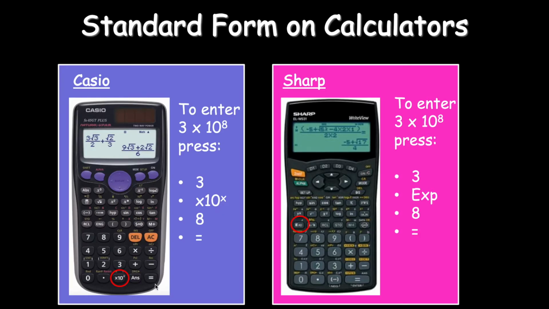If it was on a Sharp, you would do pretty much the same thing, but you'd press 3, then this EXP button here, and then the number 8, and then equals, and then that will give you the correct number shown on the screen.